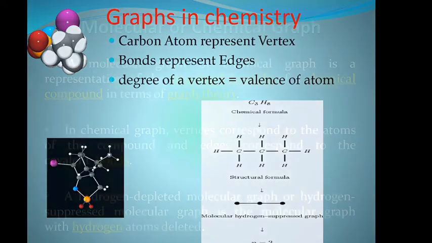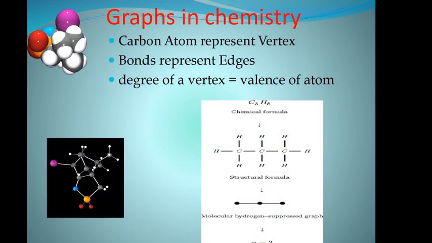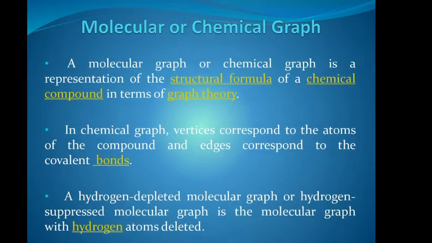topological indices is an interesting area in chemical graph theory. Before going to topological indices, I'll just give what is a molecular graph. A molecular graph or chemical graph is a representation of the structural formula of a chemical compound in terms of graph theory. Here the structural formula is propane, and it has been expressed in terms of graph theory. In chemical graph theory, vertices correspond to the atoms and the edges correspond to the covalent bonds. A hydrogen depleted molecular graph or hydrogen suppressed molecular graph is the molecular graph with hydrogen atoms deleted.